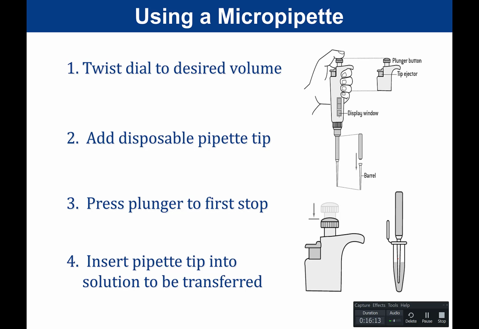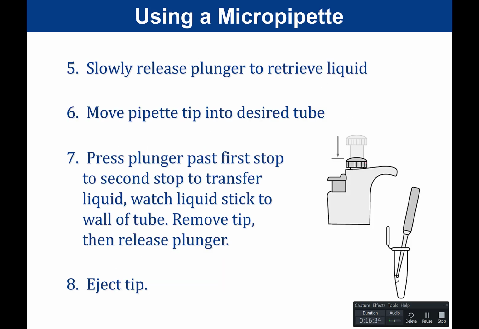Because if it comes out of the liquid, you're going to draw in air and you're not going to have the appropriate volume. So it's a fine balance. I have my push button, my plunger, push to the first stop. I put my tip into the liquid that I want to draw up. I slowly release the plunger to retrieve the liquid.